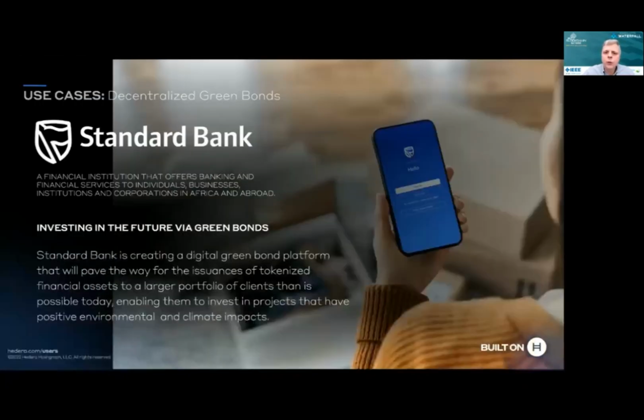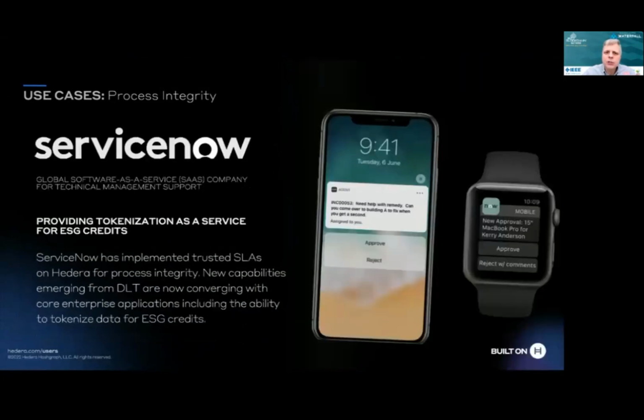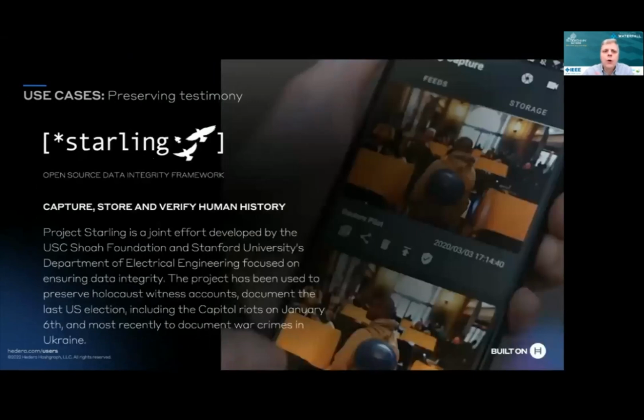We are tokenizing real world assets. We're creating green bonds, not us. People are doing this on top of us. Supply chain applications, tracking them with NFTs, tokenizing service or ESG applications, even protecting civilians by getting them information in a war zone and recording things like the history, Holocaust survivors, recording their history. Just all sorts of applications across the board. And we don't even have time to talk about all of them. Ashfall is a new AAA game about to come out, built on Hedera, using Hedera for NFTs inside that game.